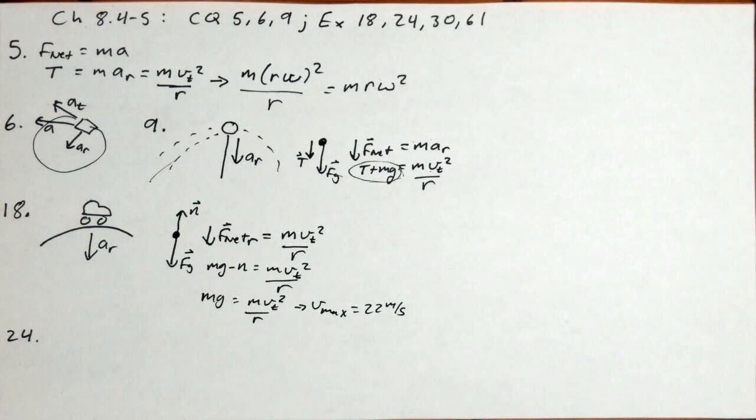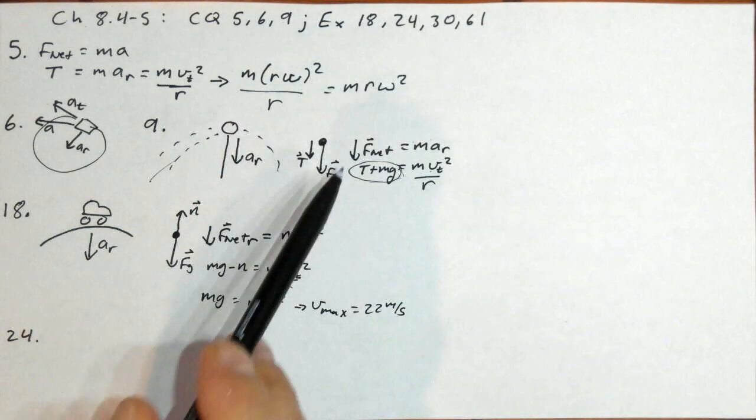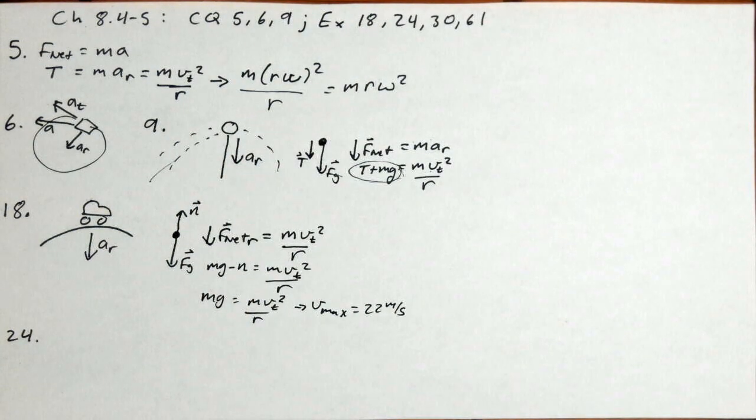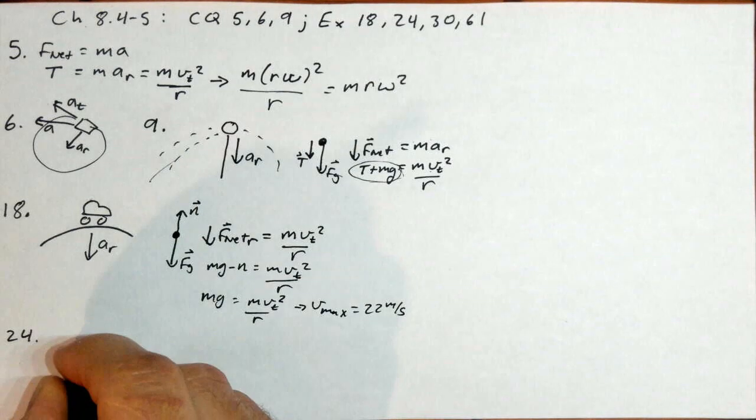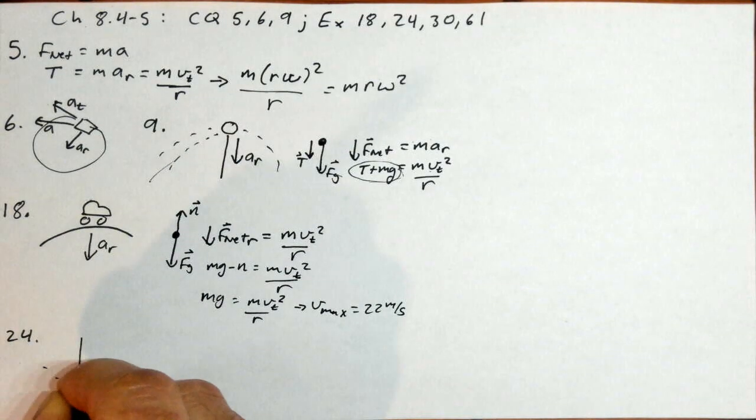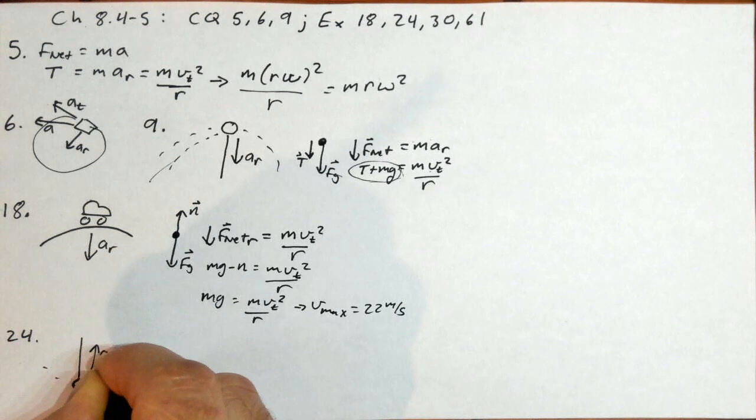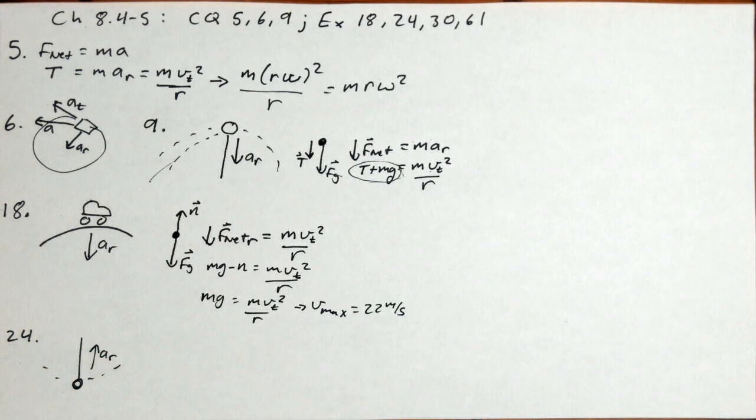Okay, what does 24 look like? For 24, we have a ball swinging in a vertical circle. So it's very much like this one, only now we're at the bottom of the circle and we're given the tension. So draw a picture and a free body diagram and try to apply that process. Okay, if I'm at the bottom of my swing, then the radial acceleration is upward.